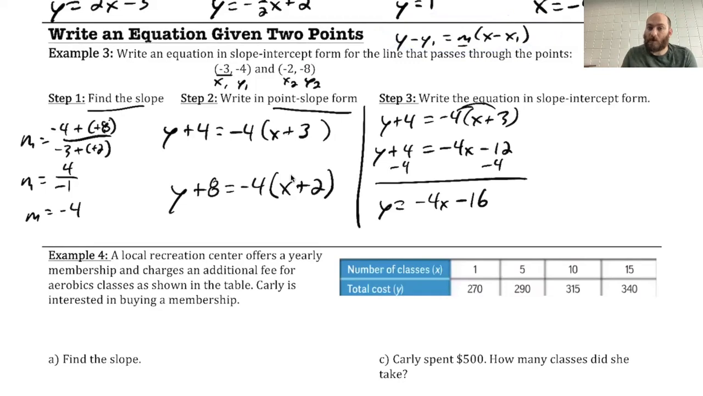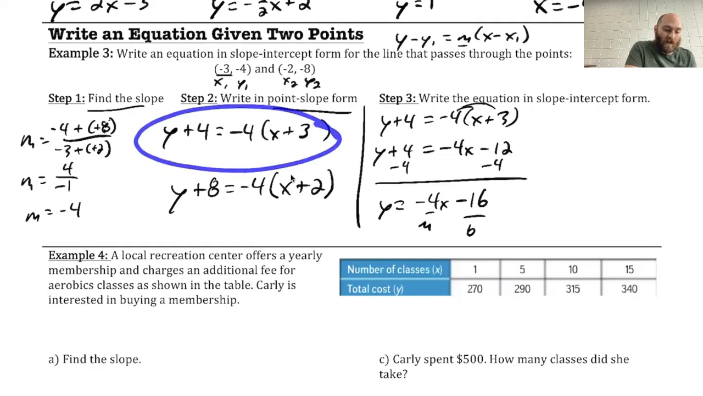Well, this is y equals mx plus b, right? Isn't it? Here's my m. And then this is just the one value by itself. So that's b. So that's it. Okay, so that's how I can transform something that's in point slope form into slope intercept form. I'm going to distribute the slope, and then I combine my 4 over to the other side.